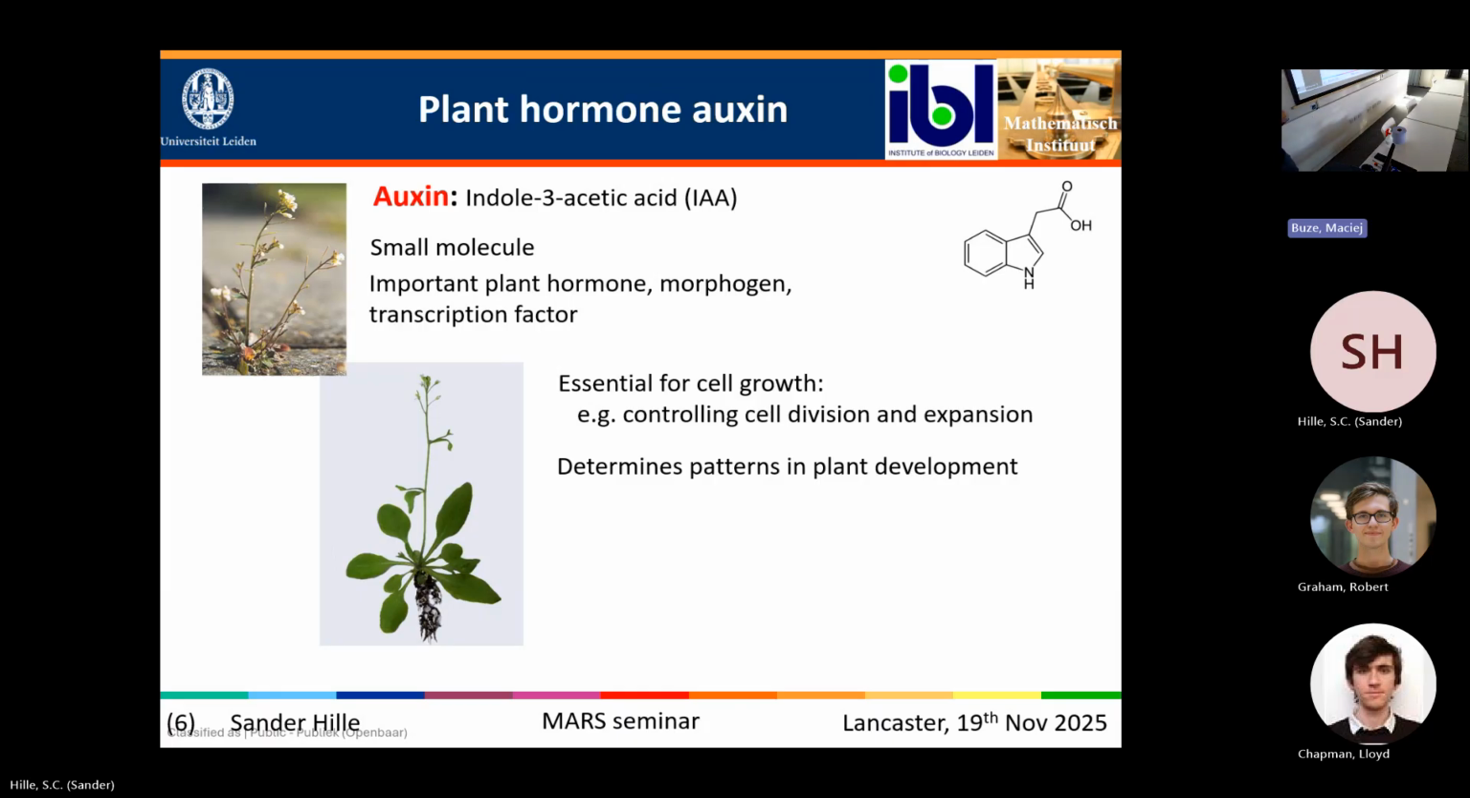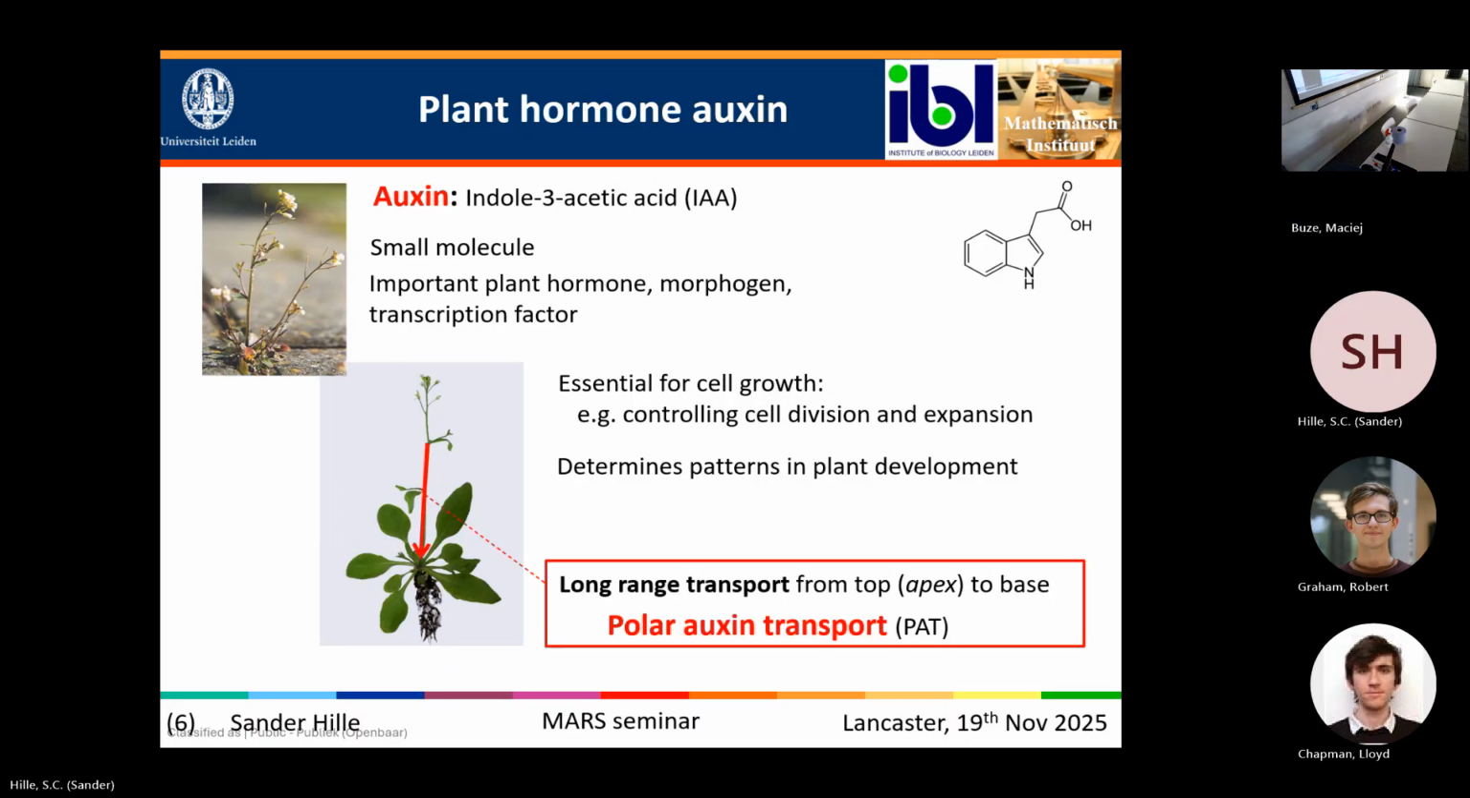And for that reason, also in the plant growing industry, which is quite a business in the Netherlands, one is interested in how to control side branches, how many fruits there are, etc., especially for crop plants. So that's why we want to study this transport, and in particular the long-range transport from the top of the plant where auxin is made to the roots. And that's called polar auxin transport because it's directed top down.